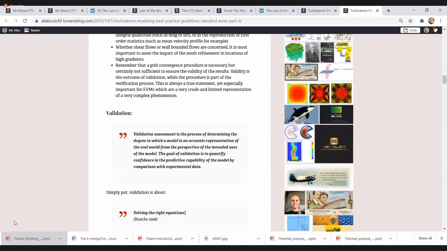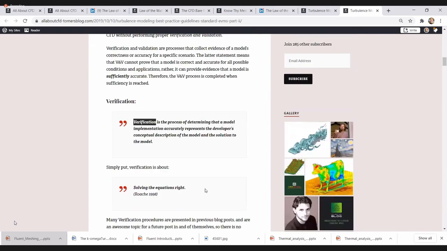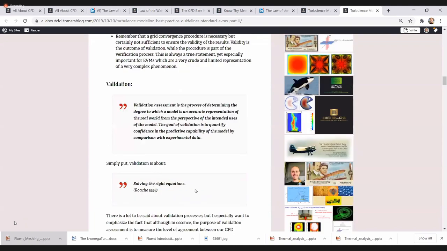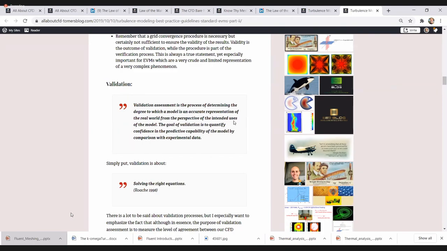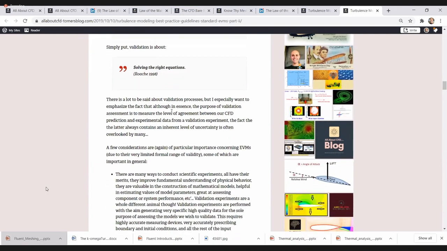Validation is solving the right equations. Verification is solving the equations right, which you can get by grid convergence. Here it's solving the right equations. The formal definition of validation is the degree to which a model is an accurate representation of the physics. Okay, we usually do this how? By experiment.